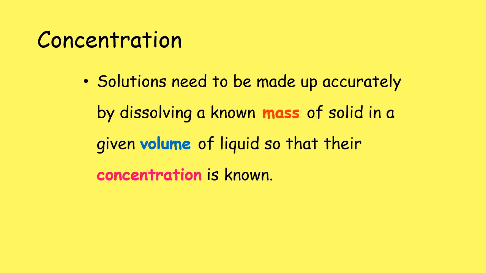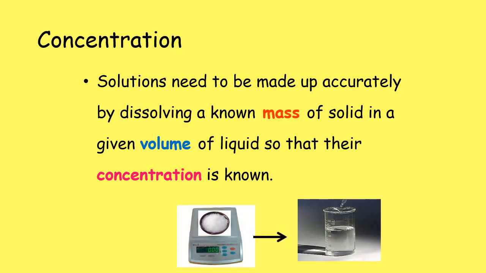Now, what do we mean by concentration? Well, solutions need to be accurately made up by dissolving an exact mass of a solid in an exact volume of a liquid so that their concentration is known. So you use a mass balance to record the mass of solid that you use, and you use an accurate piece of equipment to measure out an exact volume. And using that information, you can work out the concentration.